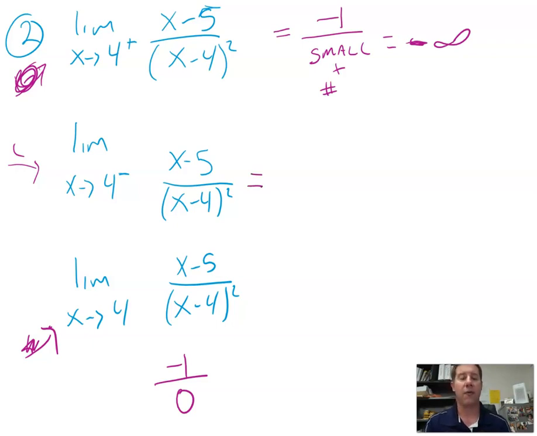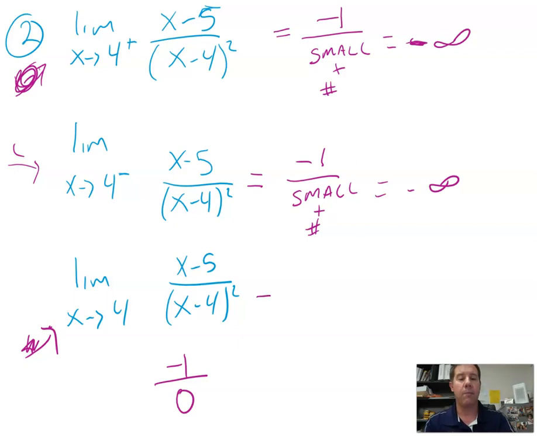If I do 4 from the left-hand side, on top I would just plug in the 4, and so I get -1. On the bottom, I would plug in numbers that are smaller than 4, like 3.9, 3.99, 3.999. So when I do that, I would get some really small negative number. But then when I square that small negative number, I'm going to end up with a small positive number again. So again, in this case, I'm going to go to -infinity.